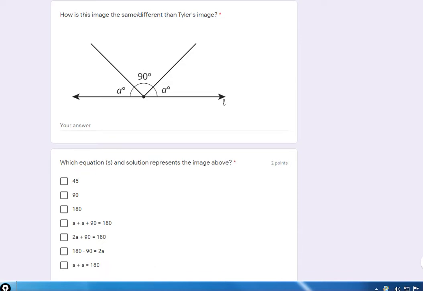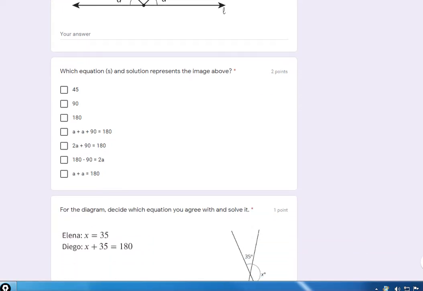Okay, so a similar type of question on this one. It says how is the image the same or different than Tyler's image? Well, this one is saying that these are equal, and it's definitely telling you that. So the one above, the fact that they were different letters probably means that they might have been different measures. It's okay to leave your answer the way it was.